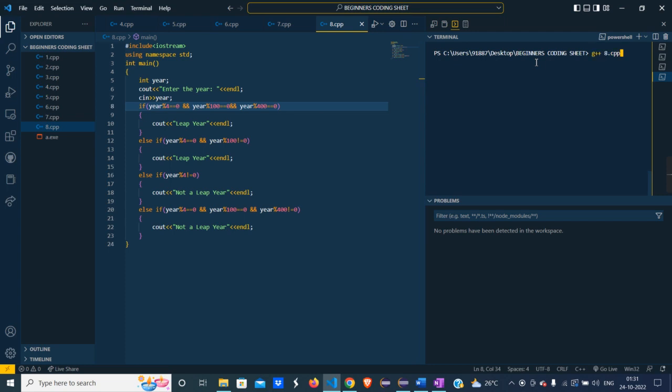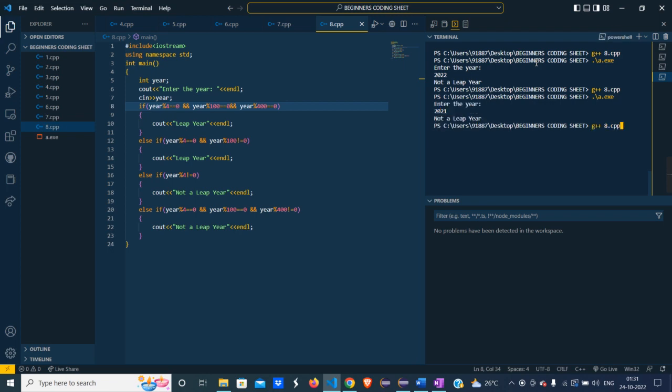Let's run this code. It is asking for an input. Let us say 2022, the current year. So yeah, it is not a leap year. Let's give 2021. It was also not a leap year. Let's try 2020. The output should say it was a leap year, right? Yes, 2020 was a leap year.